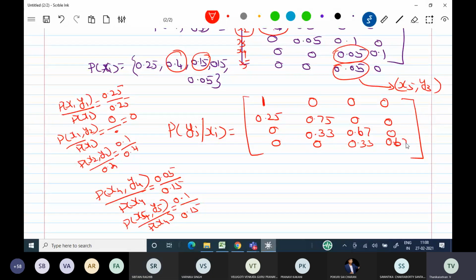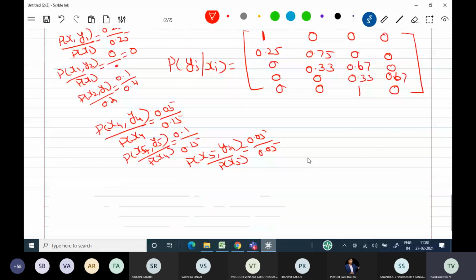67. Very good. Okay, next one. So first two columns are 0. I am writing this one. Probability of x5 comma y4 divided by probability of x5. I am writing it so that you should not be confused. We know that x5 is 0.05, so the answer is going to be 1. Last one is obviously 0.